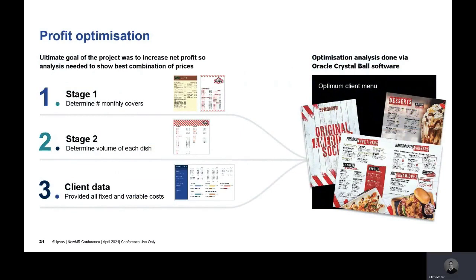If we need to get some semblance of profit, then we can do that because we have all the individual components. From stage 1, we could determine the change in the number of monthly covers. From stage 2, we could determine the volume of each dish, and therefore the basket size or checkout size of what they were buying. And the client provides us with lots of data in terms of fixed and variable costs, including the cost to make each of the meals, so we can understand profit. From that, we use this software called Oracle Crystal Ball, which is like a genetic algorithm. And what we could do is then use that to understand what the optimum set of pricing was across the entire menu.